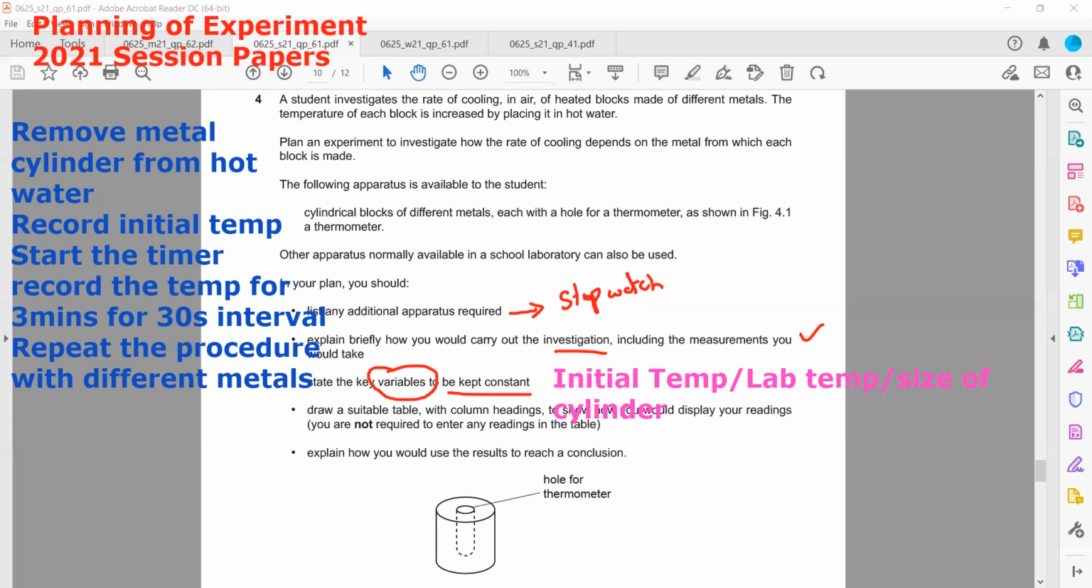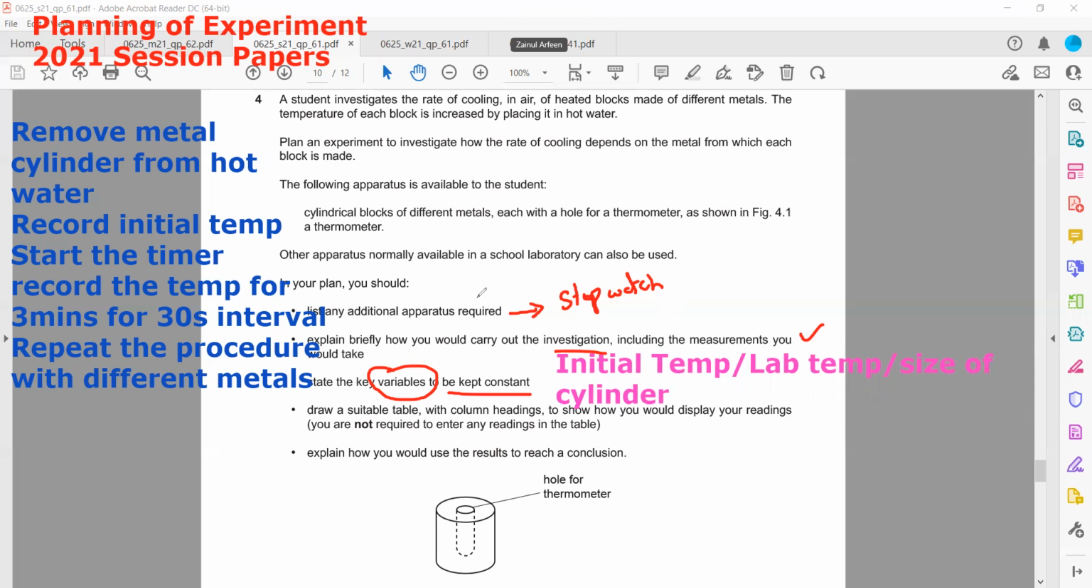At least you should write 2, but you can write more than 2. So initial temperature, lab temperature, and size of the cylinder which we are using for different experiments should also be the same. Then draw a suitable table with a column heading.